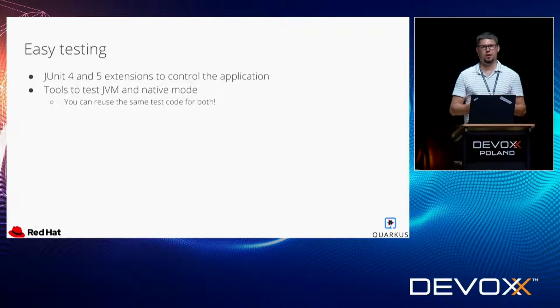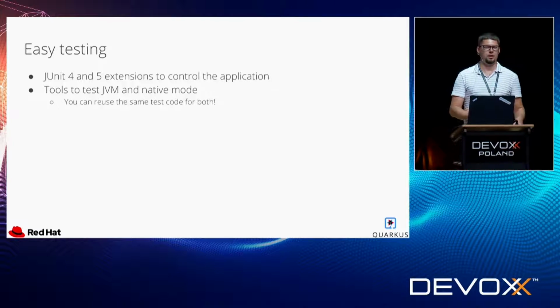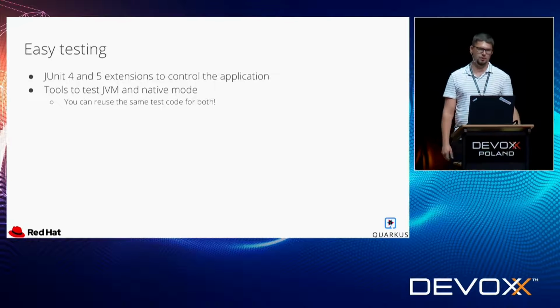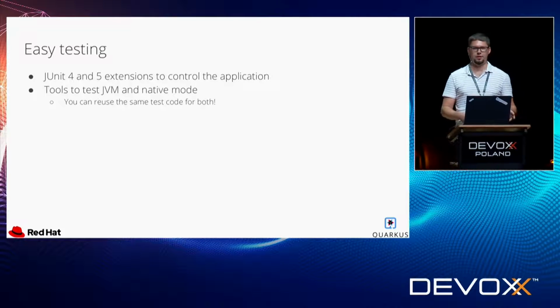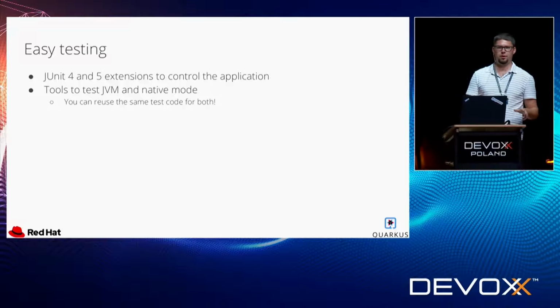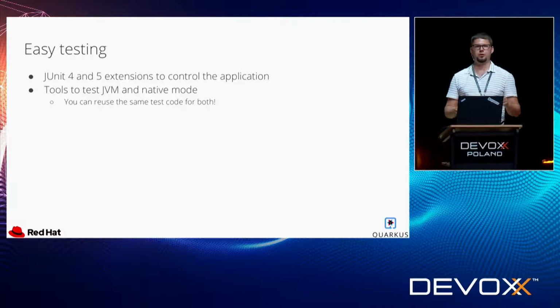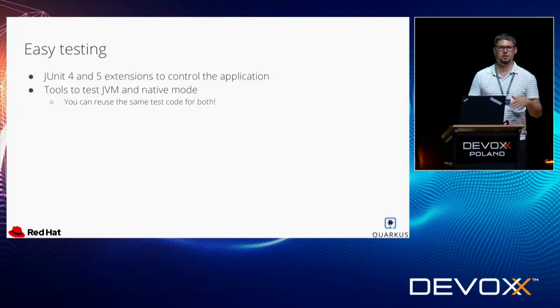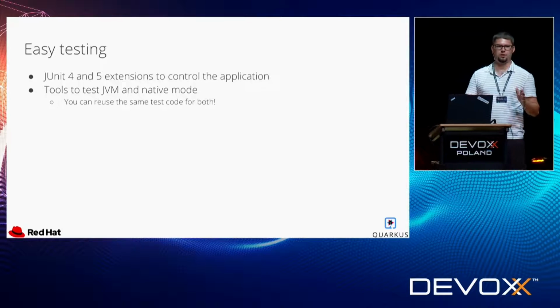Quarkus also comes with some helpers for testing. So there are JUnit extensions for JUnit 4 and 5, and also some capabilities to run the tests against the native binary. As I wrote here on the slide, you can use the same test code for both native and JVM tests. But what's important to keep in mind is that the native tests are not executed in the application, so you cannot inject any CDI beans into your test, and it's like client-side tests. So you can use, for example, REST Assured to test your endpoint.